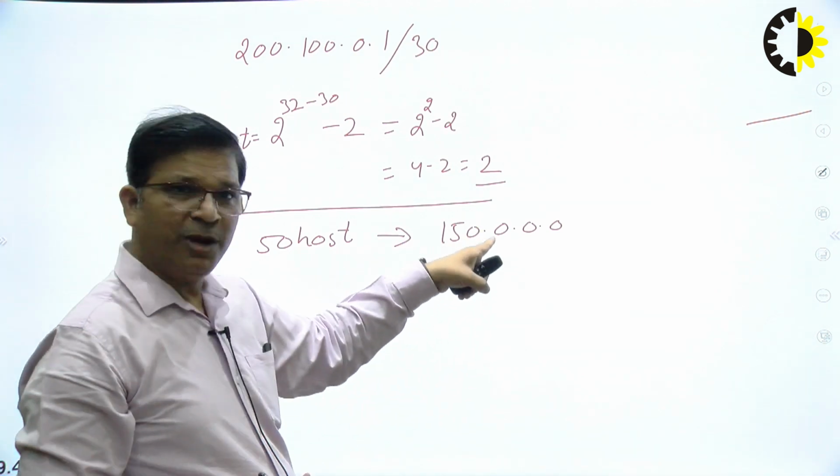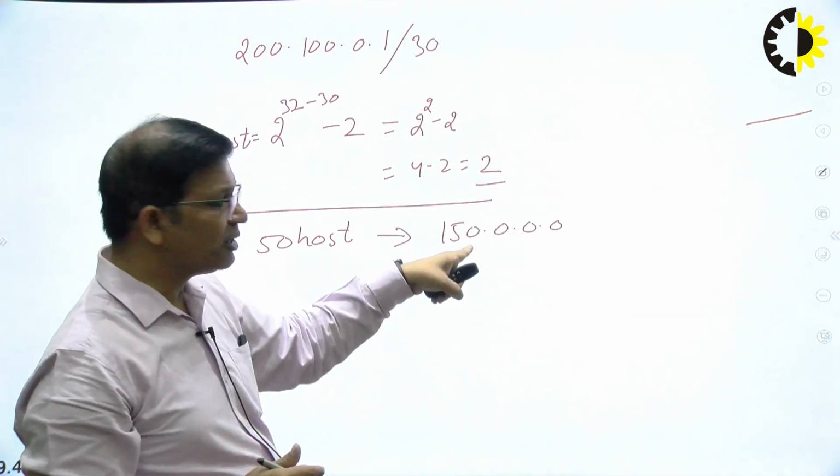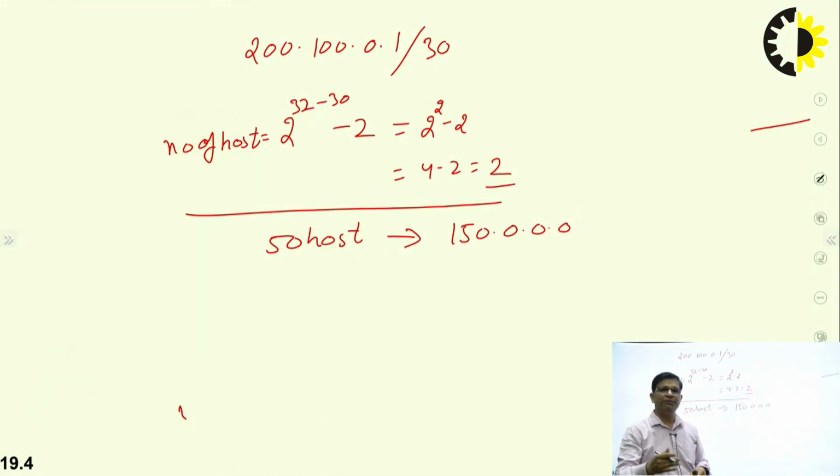If we use a classful IP address, the default mask for class B is 255.255.0.0. But in classless IP addressing, only 50 hosts can exist in this subnet. So what can we do? We can take 50 as 2 to the power n. So what will be the value of this n?